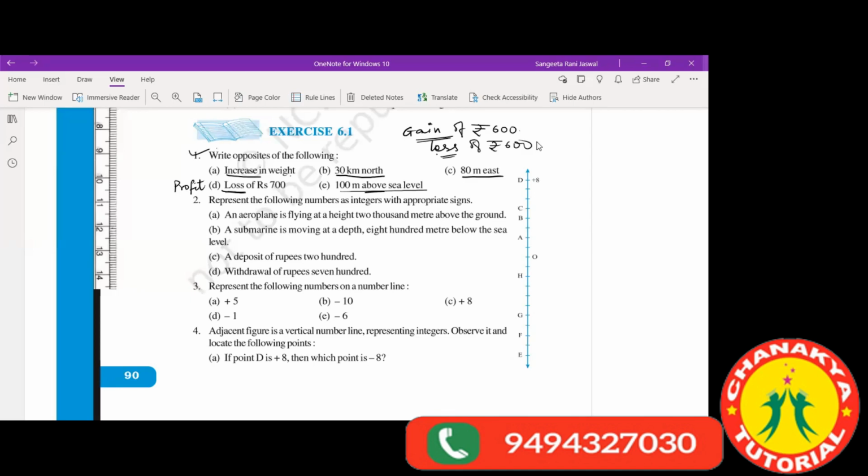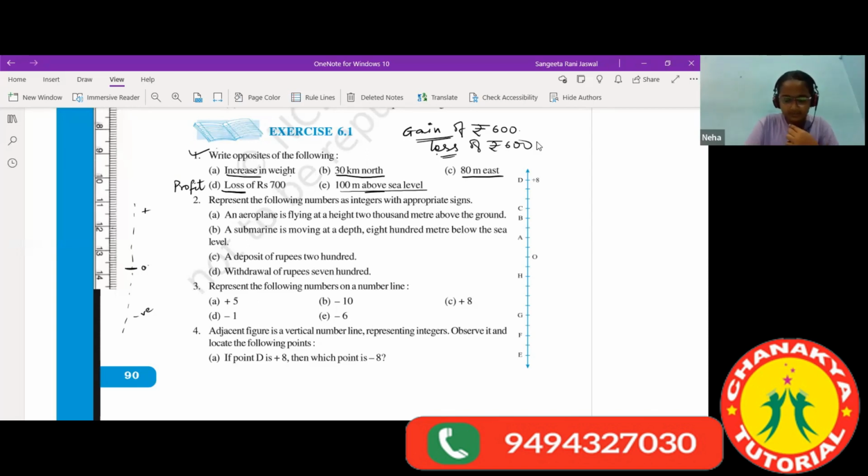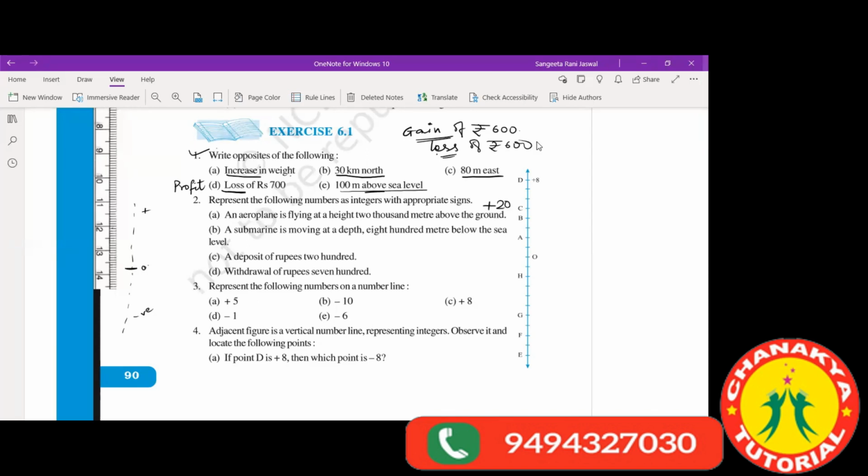Okay, let's see. An aeroplane is flying at a height 2000 meter above the ground. Now, aeroplane is flying 2000 meters above the ground. Which sign will you put? If it is above the ground level, everything is positive, and below the ground level, everything is negative. Ground level is 0. Yes, children? Okay, so Neha, you tell me, how will you represent in number with the sign? Ma'am, plus 2000. Very nice. So that will be plus 2000.